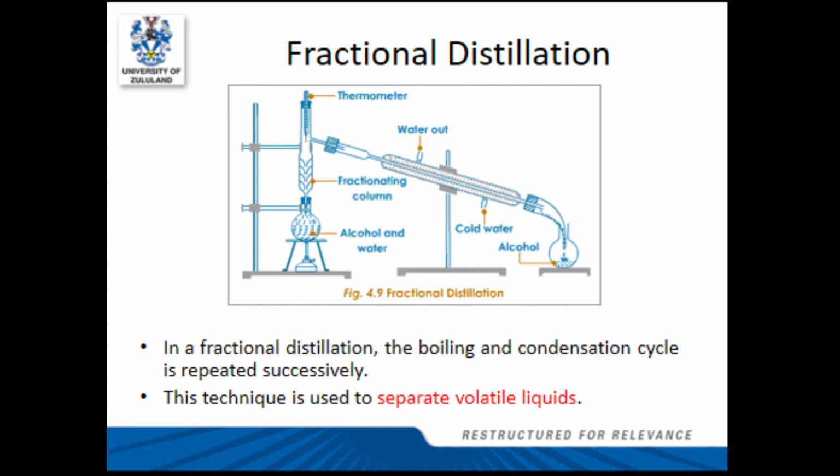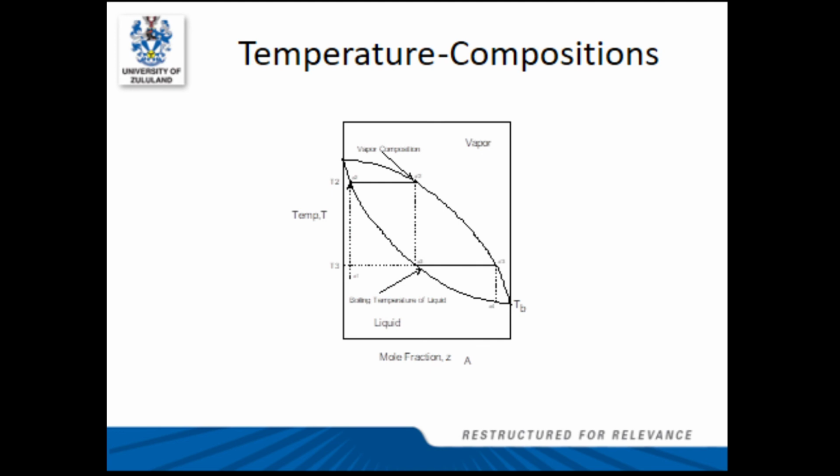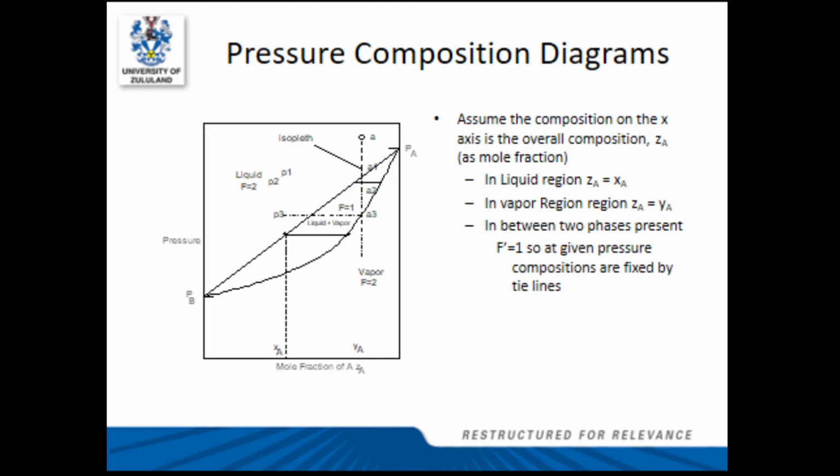So this is a typical setup for fractional distillation. We can have two different types of distillation. Like the first picture, I've shown a graph of simple distillation. So this one is a typical graph for fractional distillation. In fractional distillation, we have the boiling and condensation cycle that is repeated successively, as we have shown in the previous diagram. So this diagram simply summarizes the relationship between the temperature and composition, when we have the temperature as well as the mole fraction.